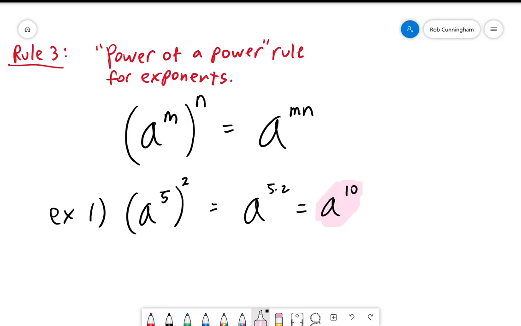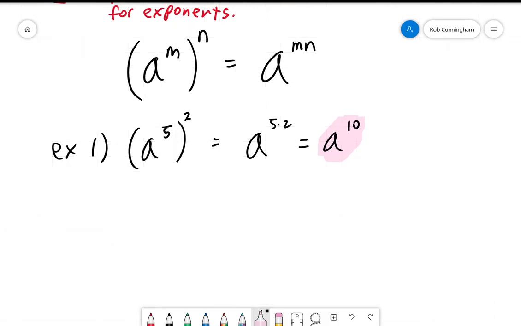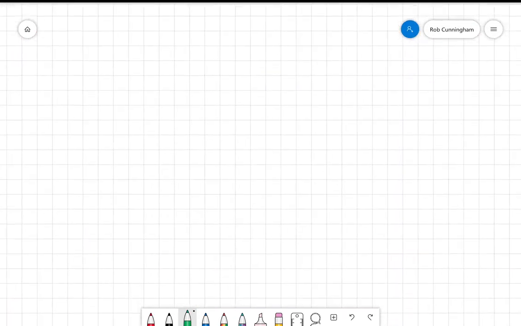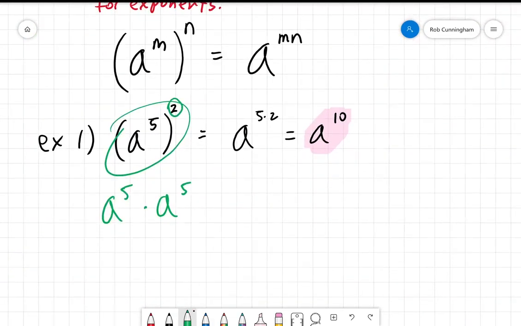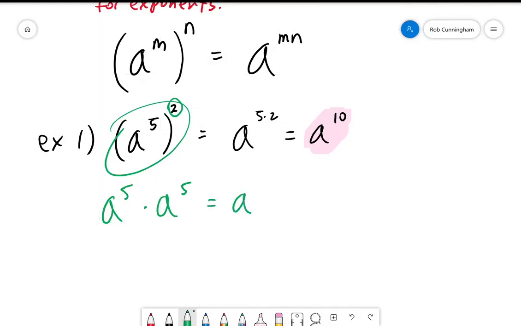But like the other two, I'm not going to ask you to take my word for it. Let's take this a to the 5th squared and rewrite it. Well, that's a to the 5th times a to the 5th, right? That's what squared means. You take the thing and you multiply it by itself, a to the 5th times a to the 5th. Well, we've already got a rule for that, right? If you have two things with the same base multiplying together, you add the exponents. So this becomes a to the 10th by the previous rule.